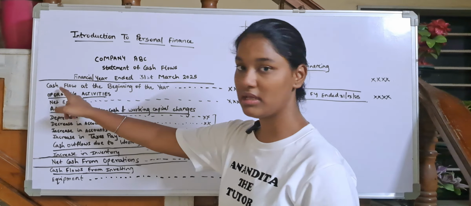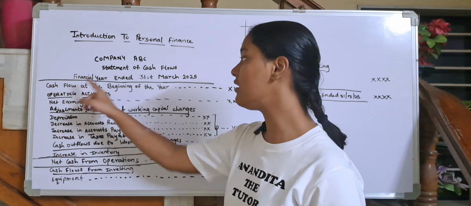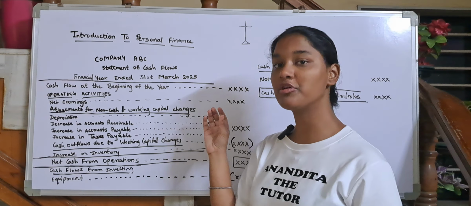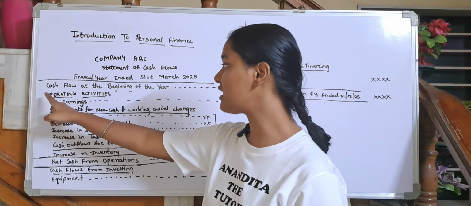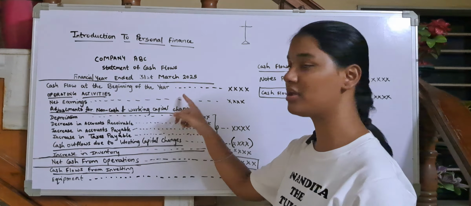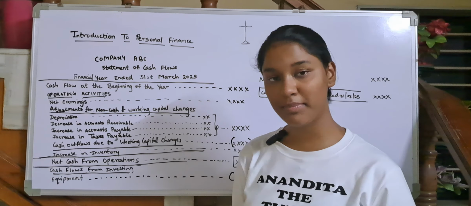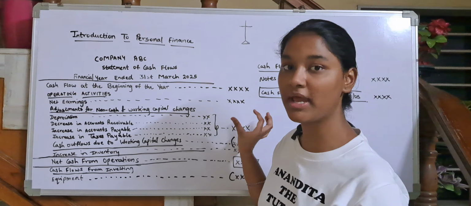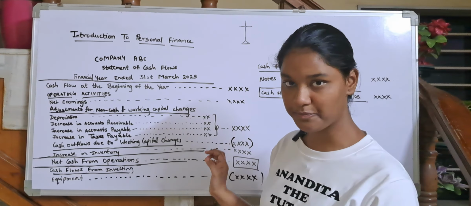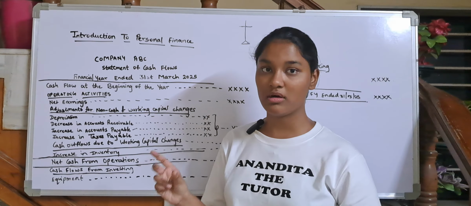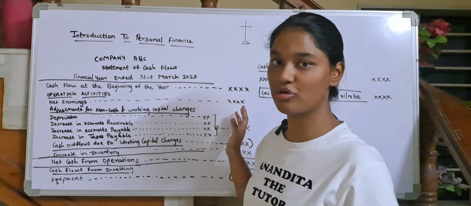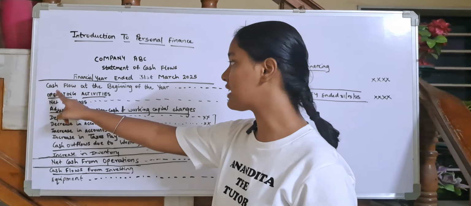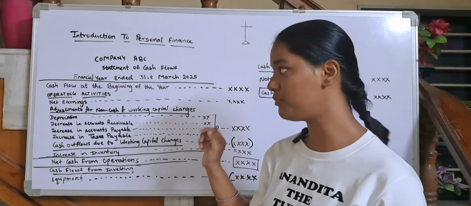In the last video, we learned that whenever we start preparing our cash flow statement, we have to determine the starting point. So here we have done the same thing: cash flow at the beginning of the year. How much money I had at the beginning of the year, I have written that. Here we denote an amount with X. The number of digits the amount has, that many X's you have to draw here. That is your starting point.